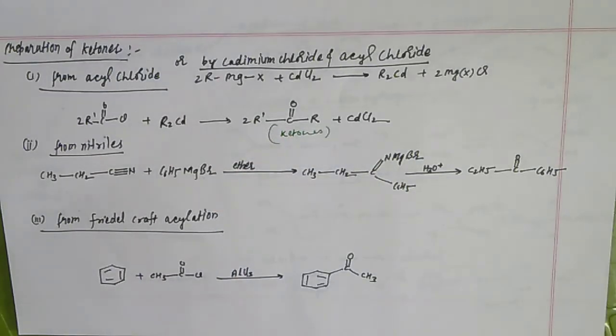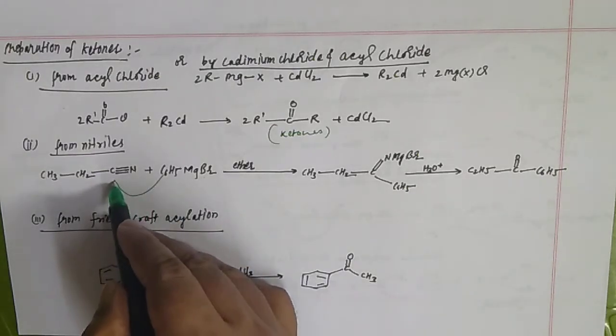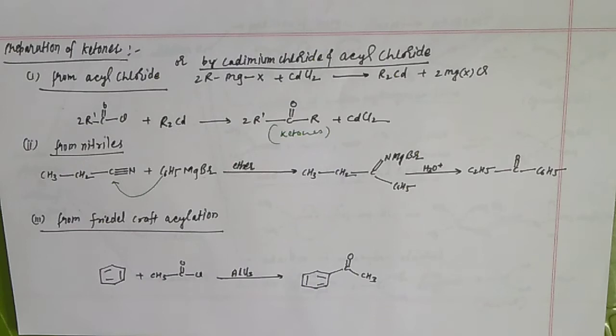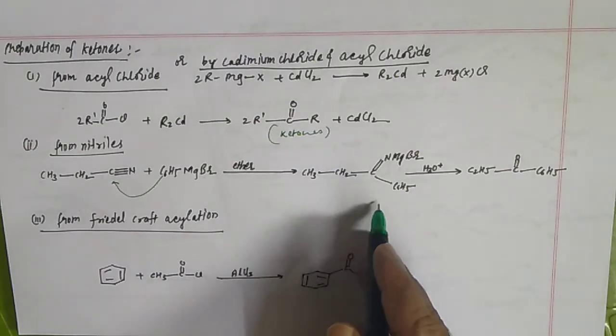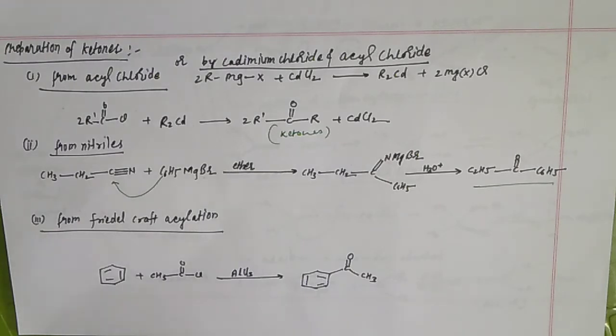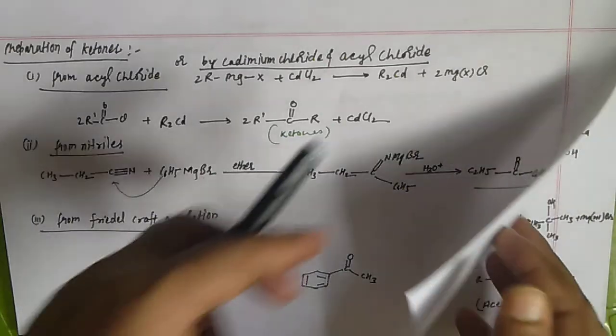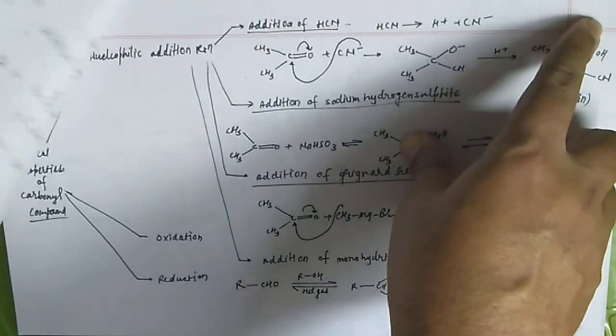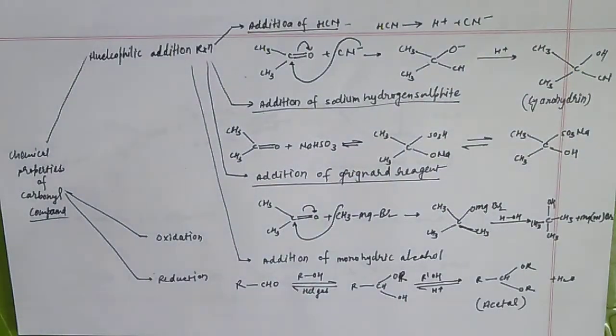Now moving to the preparation from nitriles and Grignard reagent. The Grignard reagent attacks the carbon of the alkyl nitrile and gives an intermediate, which on hydrolysis gives the ketones. And the last one is the Friedel-Crafts acylation reaction. When acetyl chloride is treated with benzene in the presence of anhydrous AlCl3, it will give acetophenone, that is the ketone. Now let us move to the chemical properties of the carbonyl compounds, that is aldehydes and ketones.